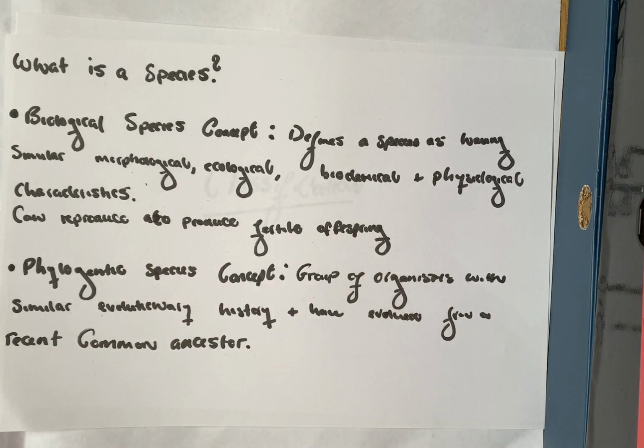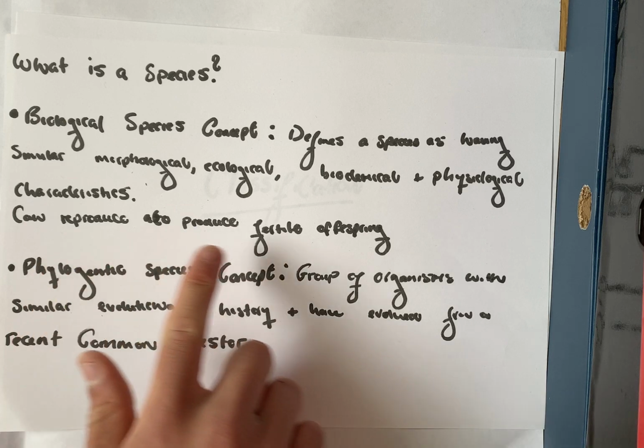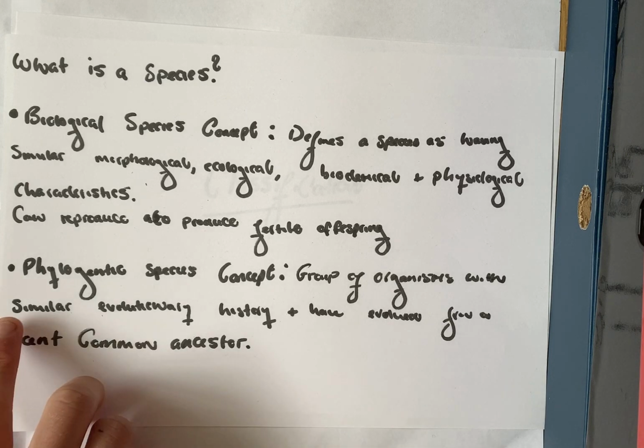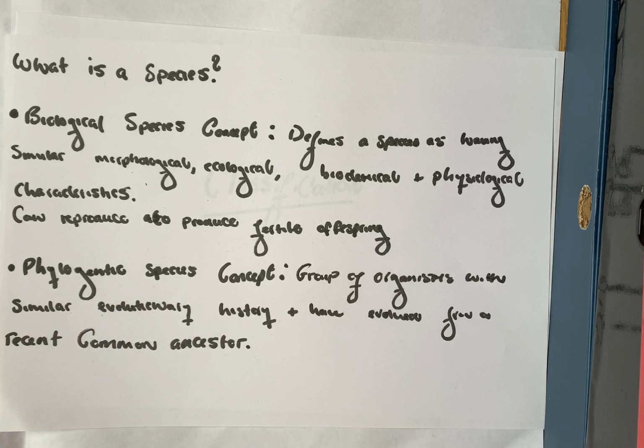So the biological species concept defines a species as having similar morphological, ecological, biochemical, and physiological characteristics. The organisms should be able to breed successfully, to interbreed and to produce fertile offspring. However, a disadvantage of this species concept is that it does not consider those species or organisms which can reproduce asexually. So therefore, we have what's known as the phylogenetic species concept.